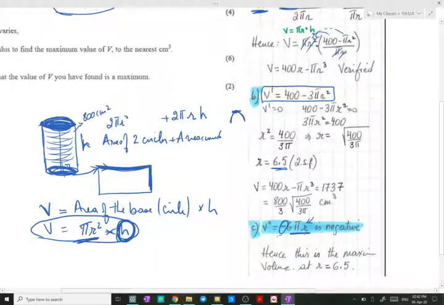Therefore, since the second derivative is negative, the volume is maximum when the radius r is 6.5 centimeters.